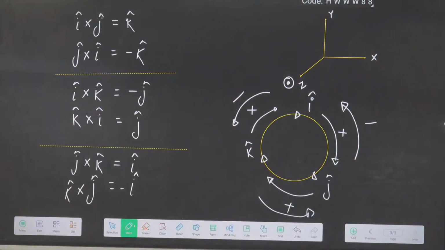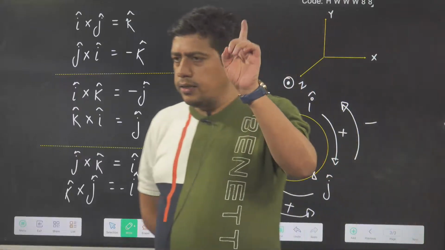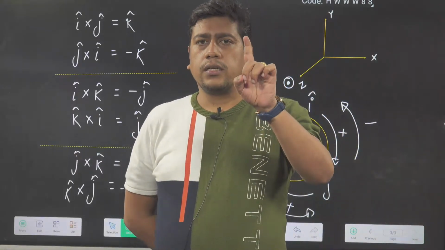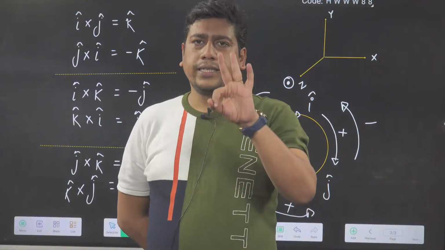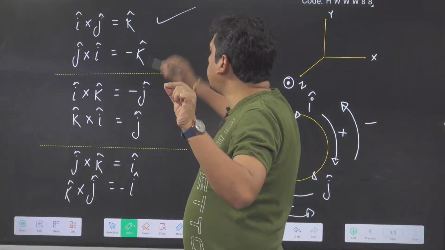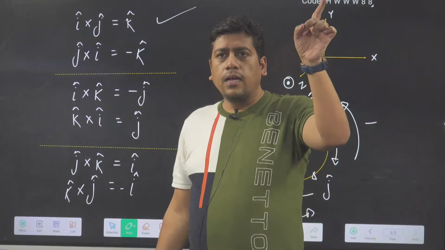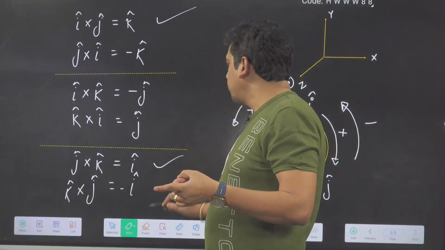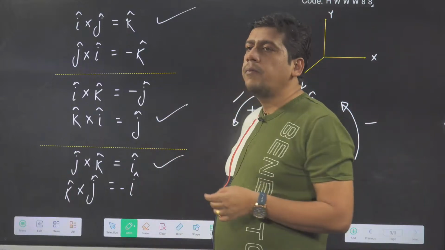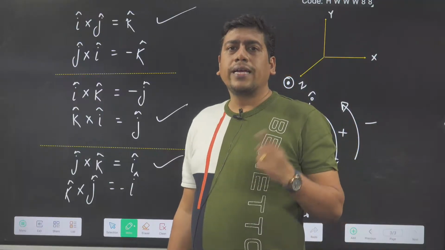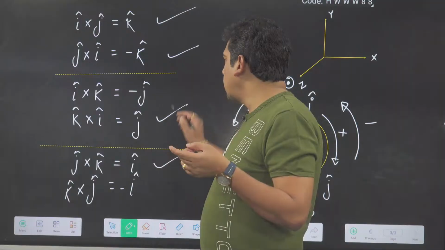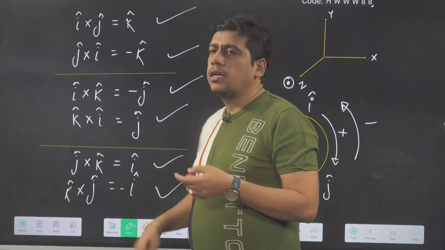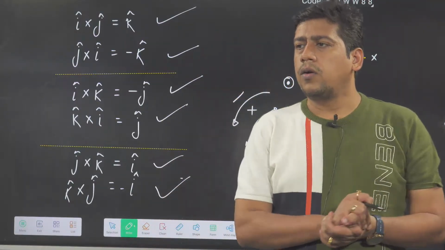Okay, clear till here? So if you are going in the cycle, I cross J, J cross K, K cross I, these three will be positive. But if you are going against the cycle, like J cross I, negative, I cross K, negative, and K cross J, negative. Okay?